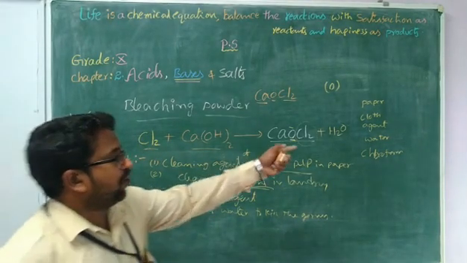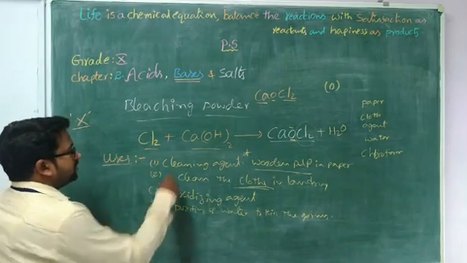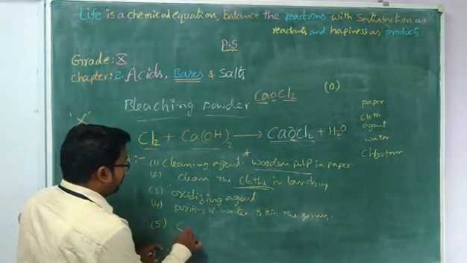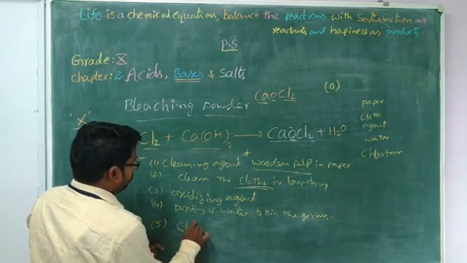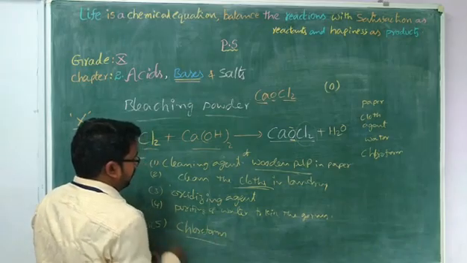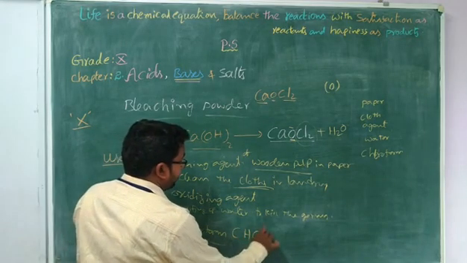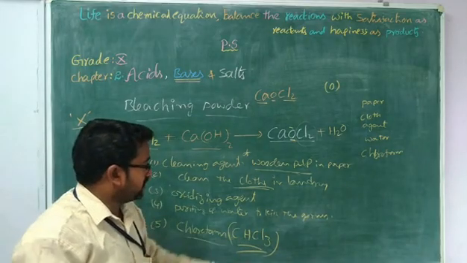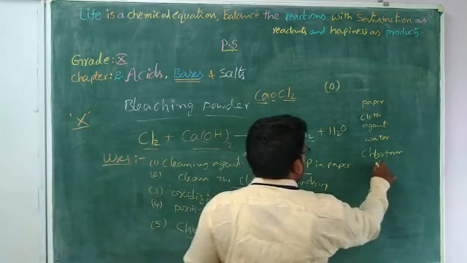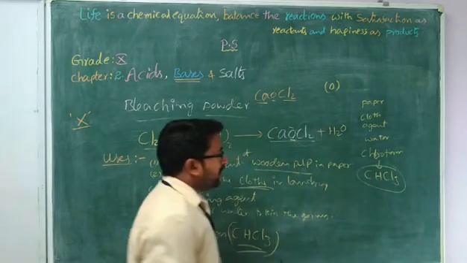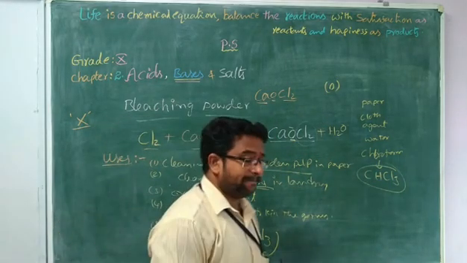Next one is chloroform. Bleaching powder is used in the manufacture of chloroform. Don't forget CHCl3. The formula is important for us. CHCl3. What is the chloroform formula? CHCl3. Chloroform. Why do we need the chloroform?